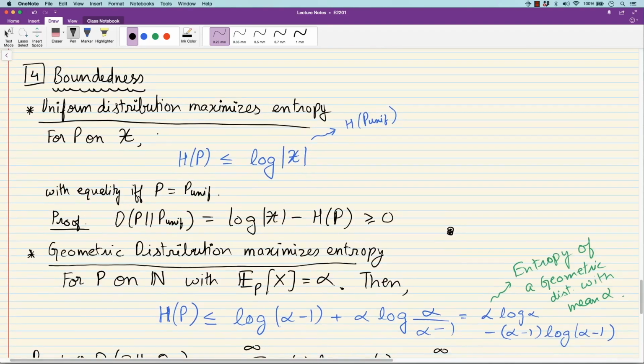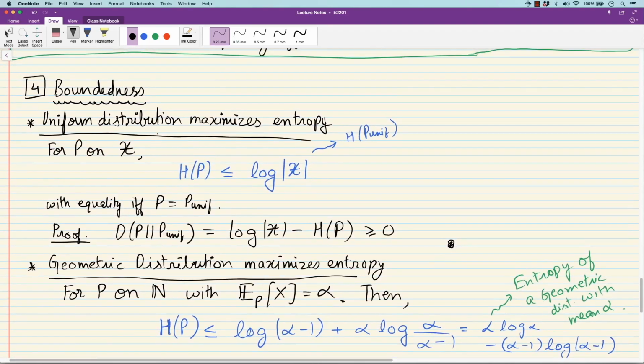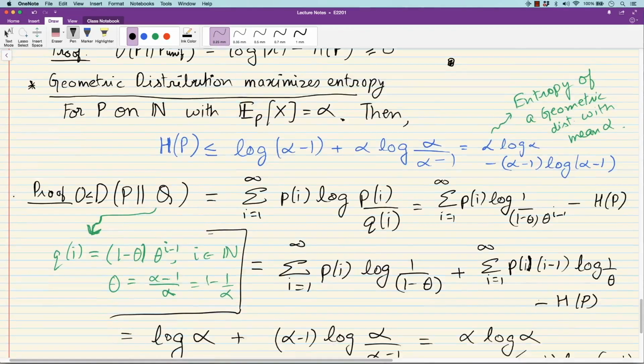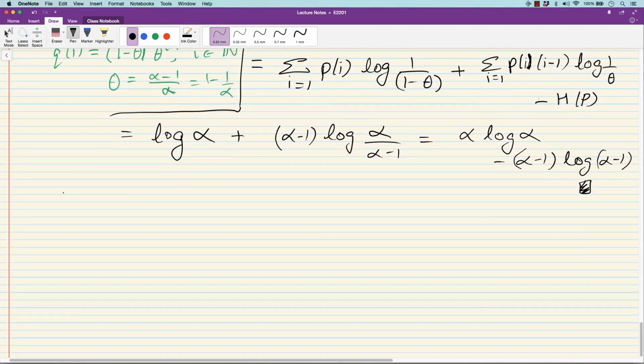Very cute. Okay, so these two proofs are very similar, and this is something to remember. Uniform maximizes entropy over distributions with bounded support, and geometric maximizes entropy over distributions with given expected value. All right. So now we have seen that entropy is bounded, and therefore mutual information over finite alphabet will also be bounded. They're all non-negative, they're bounded.